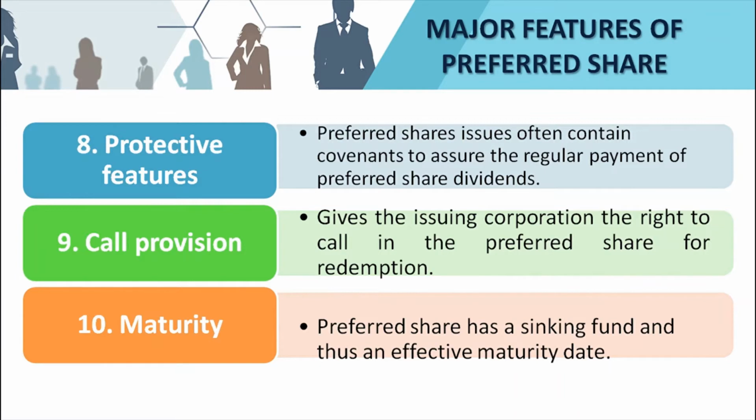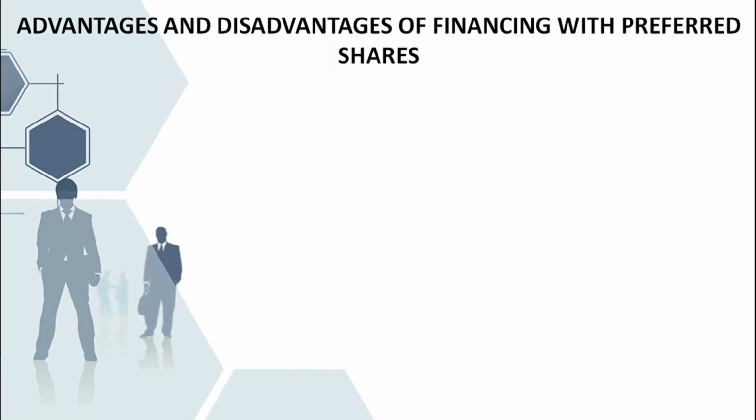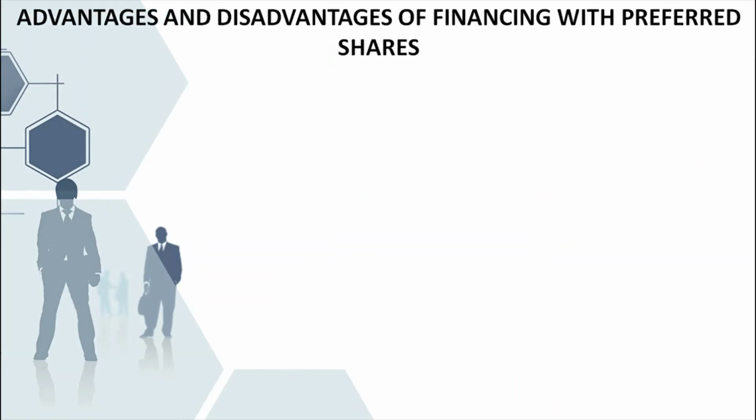So before, it is said that most preferred share was perpetual, wherein it has no maturity date and never needed to be paid off. But today, preferred share has a maturity date. So let us proceed with the advantages and disadvantages of financing with preferred share.